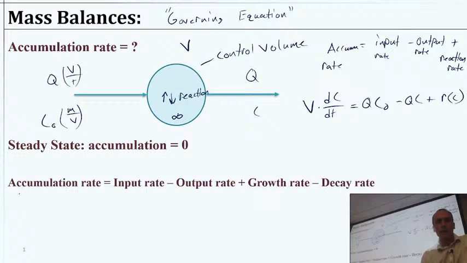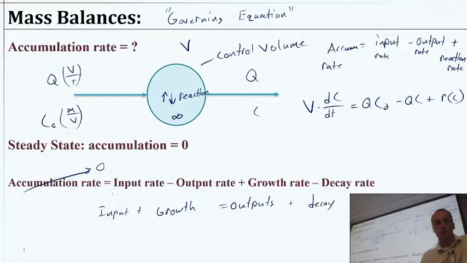And if you see, if this goes to 0 for a steady state, then the inputs plus the growth will equal the outputs plus any decay. So if this is true, then we can write it that way. That's going to be pretty obvious when you stop and think about it. You didn't really need a class to teach you that.